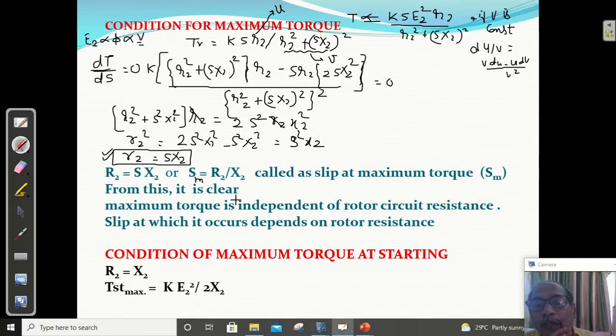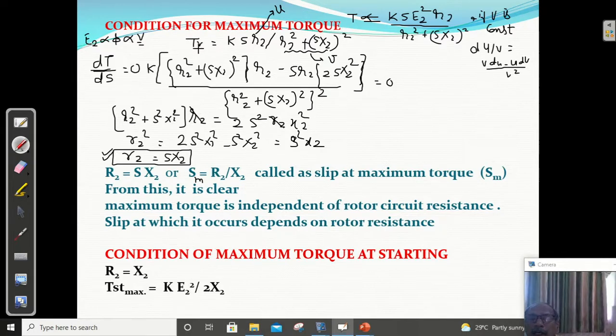Now maximum torque is independent of rotor circuit resistance. It is independent because of this formula. The ratio R2 by x2 will change, so S will change. So maximum torque is independent of rotor circuit resistance. The slip at which it occurs depends on the rotor resistance. So the slip at which it will occur depends on the rotor resistance, but maximum torque is independent of resistance. Okay, so this is the running torque.